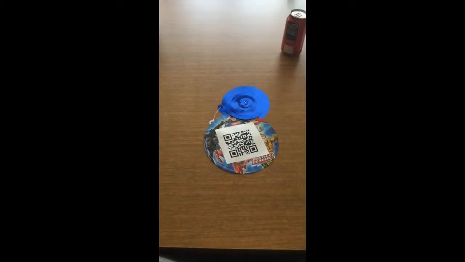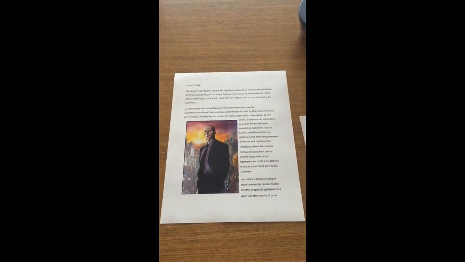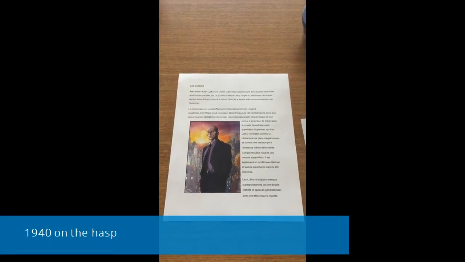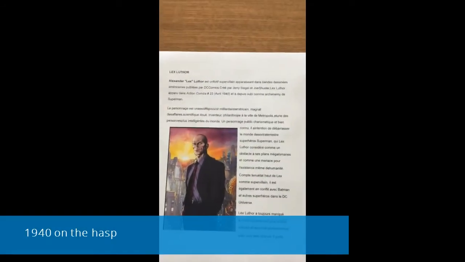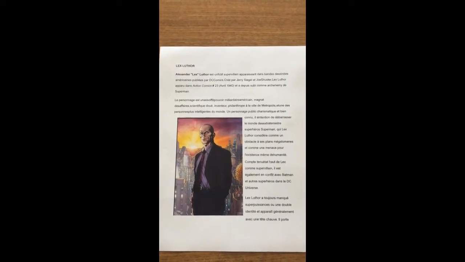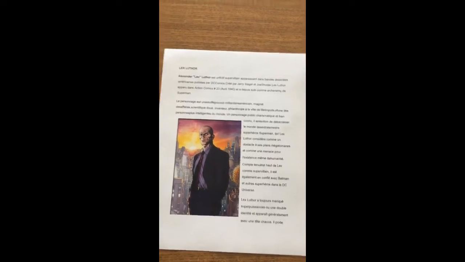Once they send this email, what they'll be getting is this particular document, which describes Lex Luthor, the evil supervillain of the Justice League. Even though I translated it into French, I hope they'll use Google Translate. The code for this particular one, which is a lock on the breakout box, is 1940.